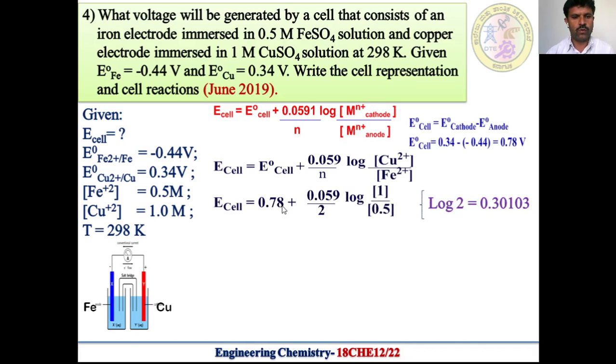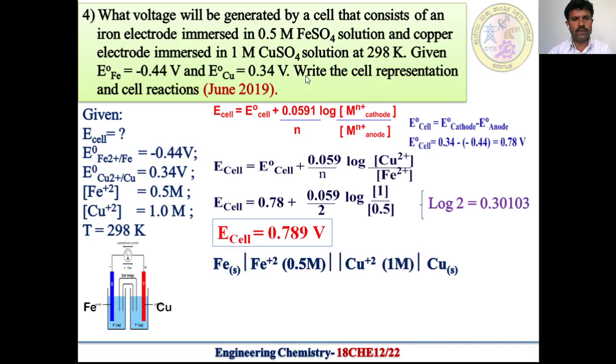So E cell is equal to E naught cell plus 0.0591 divided by n log of Cu2 plus divided by Fe2 plus, because it is the cathode solution and that is the anodic solution. E cell is equal to the E naught cell value 0.78 volt plus 0.059 divided by 2 log of the concentration of copper, 1 molar, divided by the concentration of Fe2 plus, 0.5 molar. And 1 divided by 0.5 is equal to 2, and log 2 is equal to 0.30103. So after calculation, we will get the EMF of the cell equal to 0.789 volt.